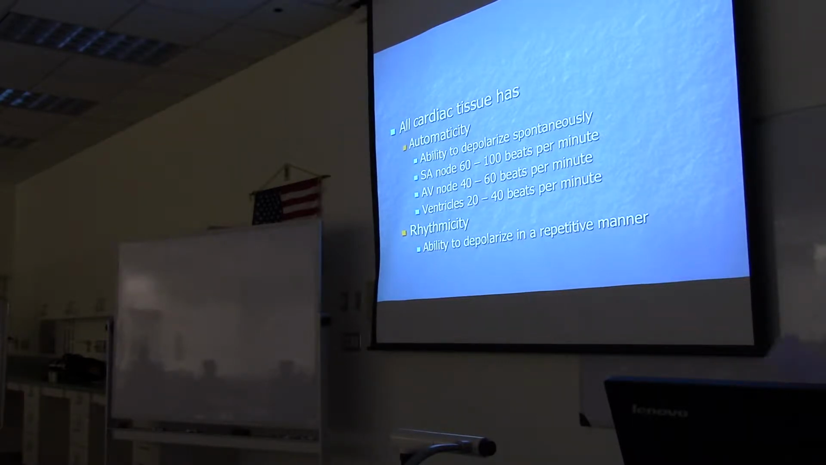So this is going to come in handy when we're looking at EKG rhythms and you wonder why the rate is so slow. It could be because there was damage to the SA node and the AV node, and then the ventricles are the only thing that are still initiating impulses. Rhythmicity just means they depolarize in a repetitive manner.